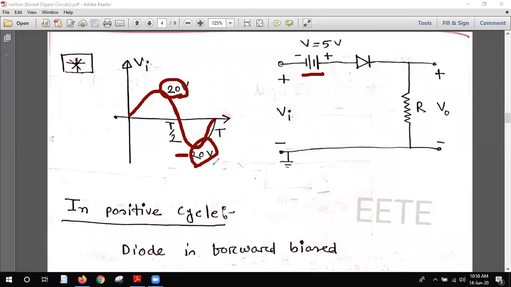So at first we just check the situation of the diode. What is the current situation of the diode? Let's check it out. At first we'll definitely go for the positive cycle. When it is the positive cycle, for this positive voltage, this P is plus and this N is minus. And similarly for the DC voltage, the P is plus and the N is minus.